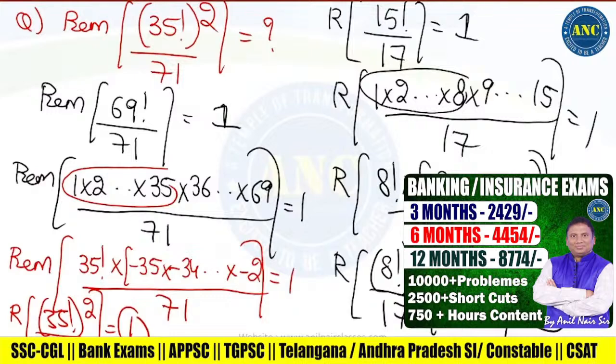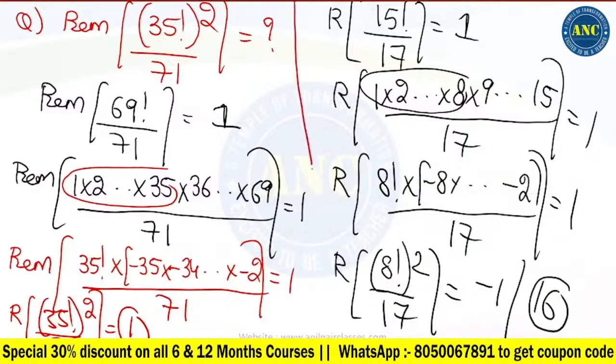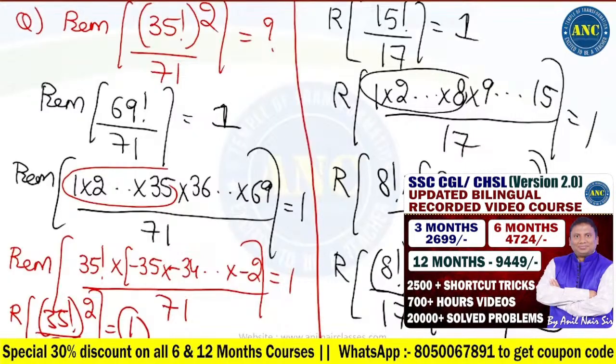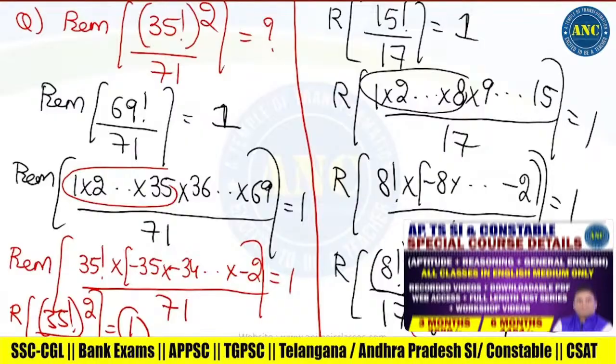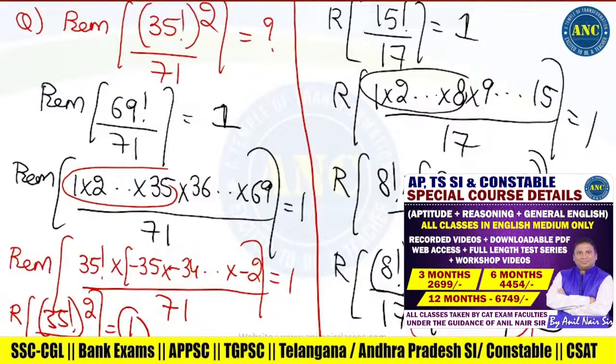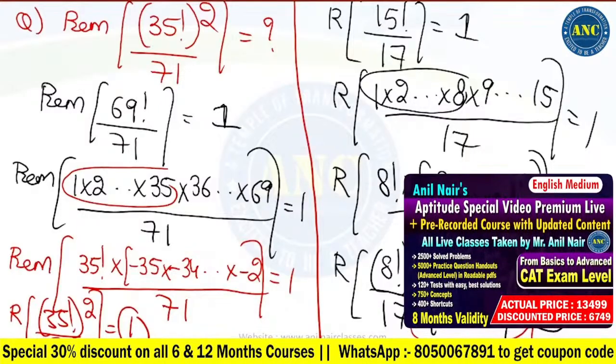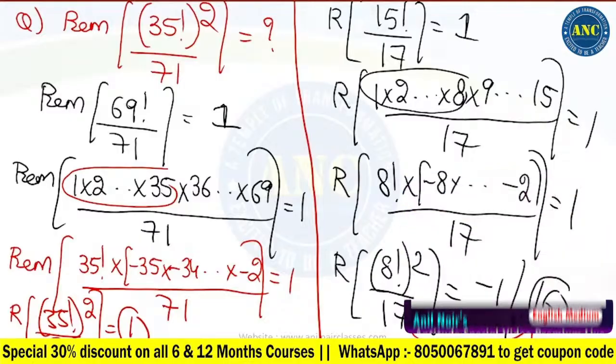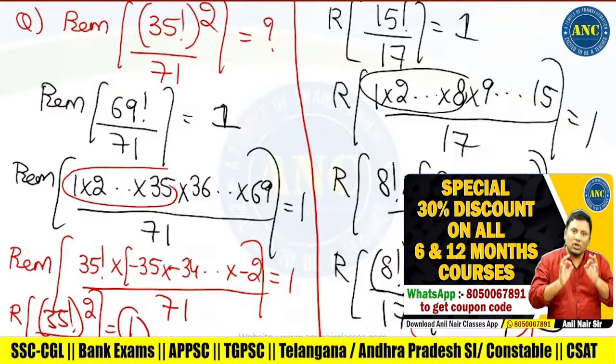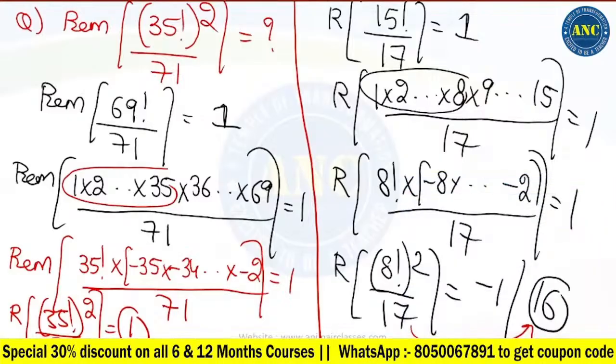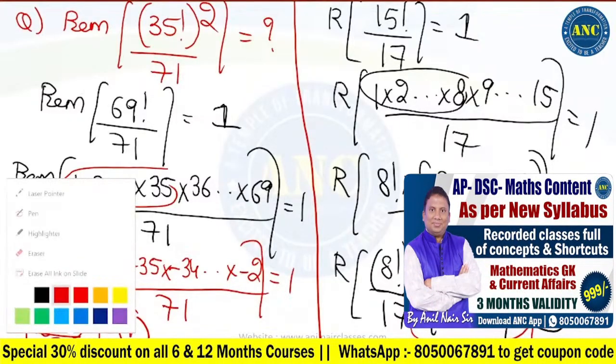15 factorial whole square divided by 17 results in 8 factorial whole square divided by 17. So sometimes you are getting p minus 1, sometimes you are getting 1. So these are the two cases. Don't generalize it and take it as p minus 1 always. Sometimes it is 1, sometimes it is p minus 1. All the 5 varieties of prime numbers we discussed in detail.